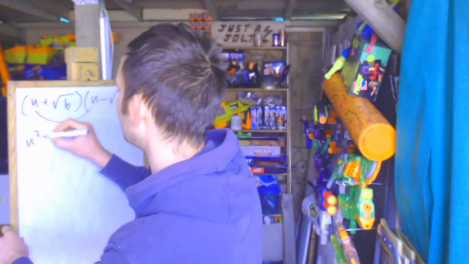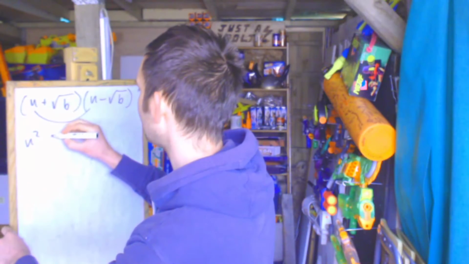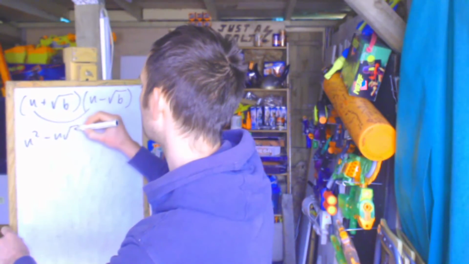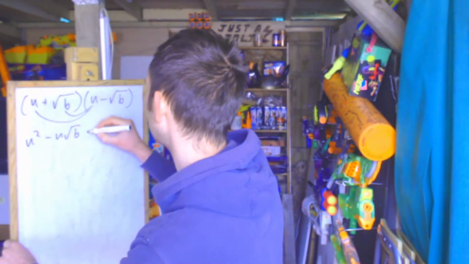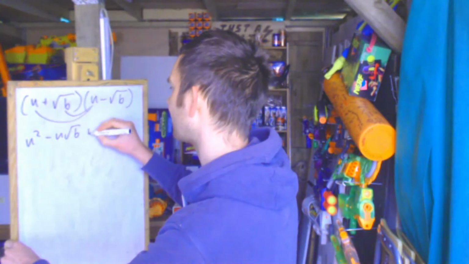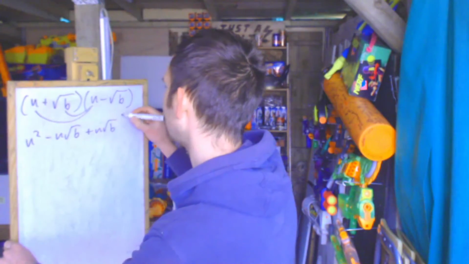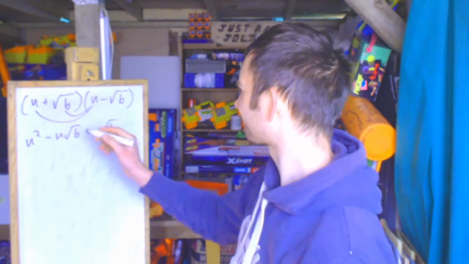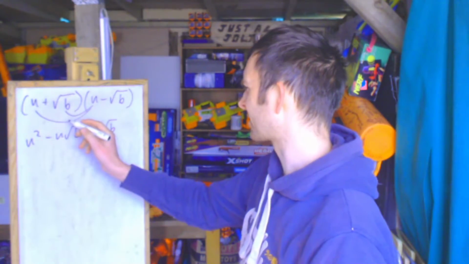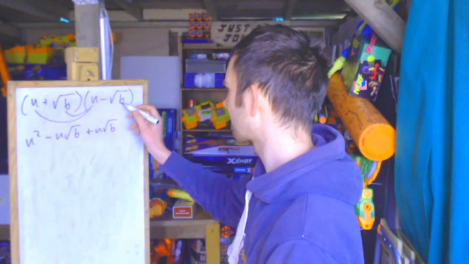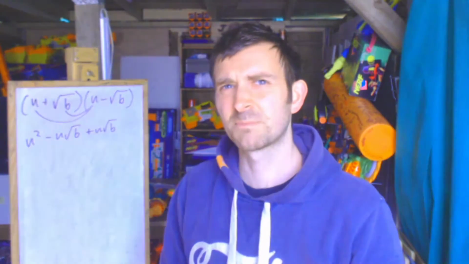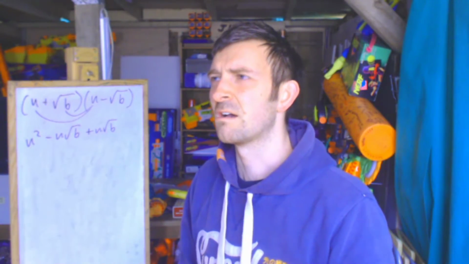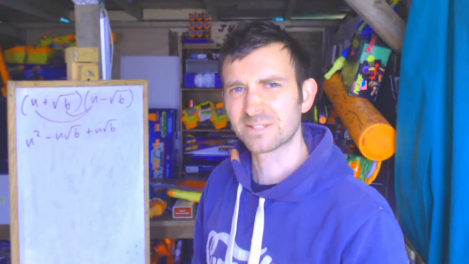So let's expand this first of all. So you've got u times u is u squared. U times minus root b is minus u root b. And then you've got root b times u. But this is plus now. These are both positive. So we've got plus u root b. And then we've got, what's this? Root b times minus root b. So the square root of something times minus the square root of something. Well, we're going to get a negative answer here, aren't we?